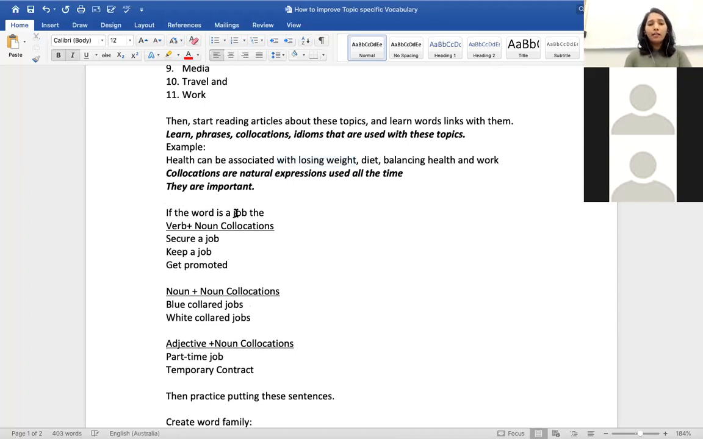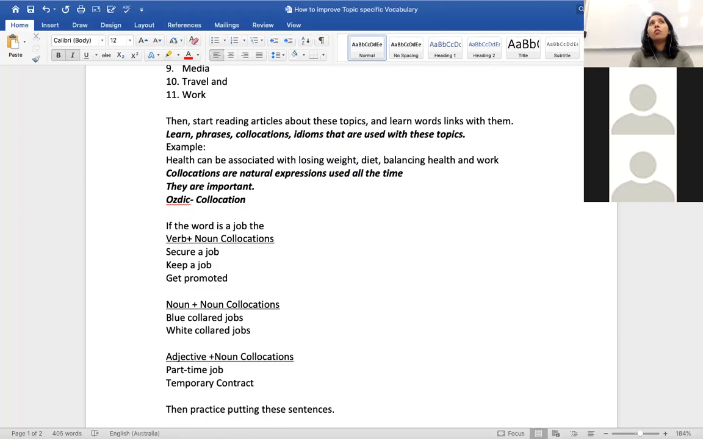There are dictionaries just for collocations. One of them is called OSDIC. This is good for your collocations. It's a very good collocation dictionary. There's another one called Sparks, I think. This is also a good collocation dictionary.